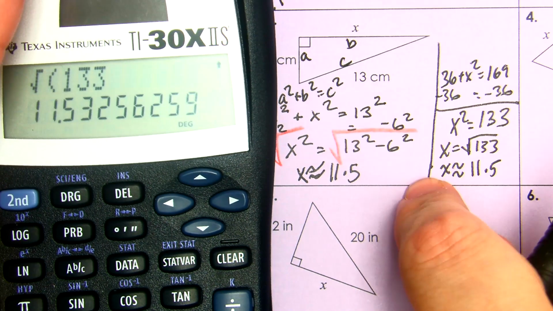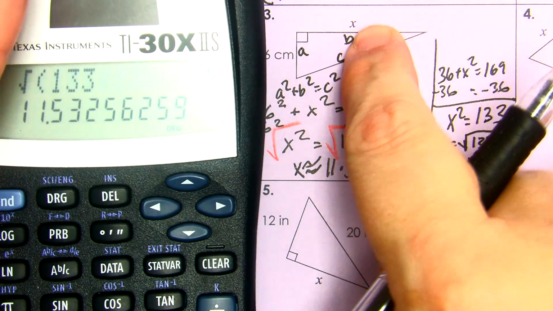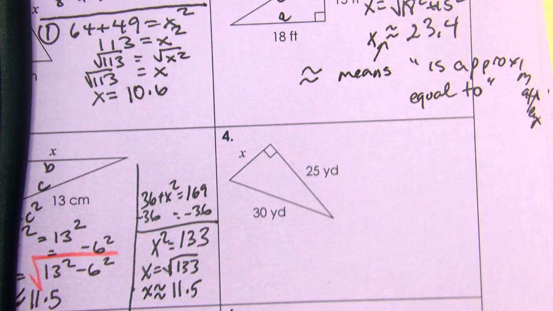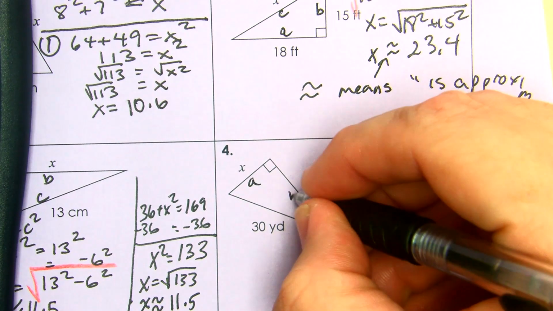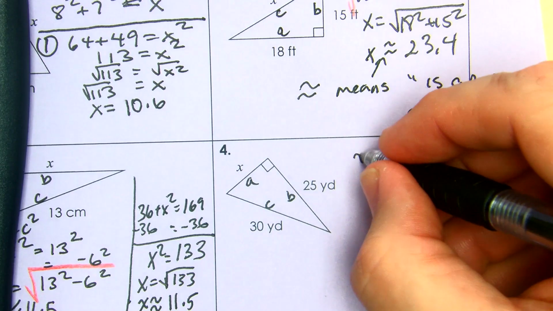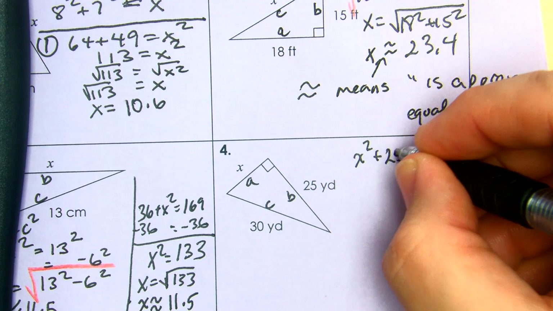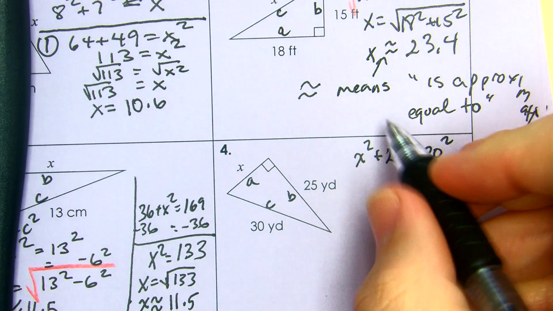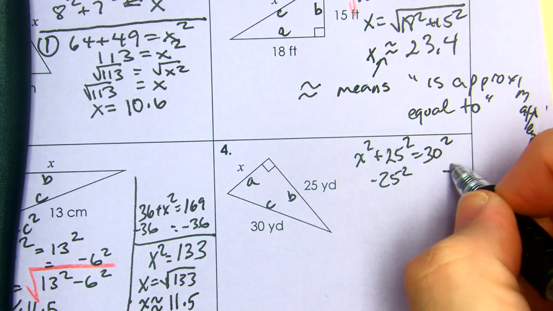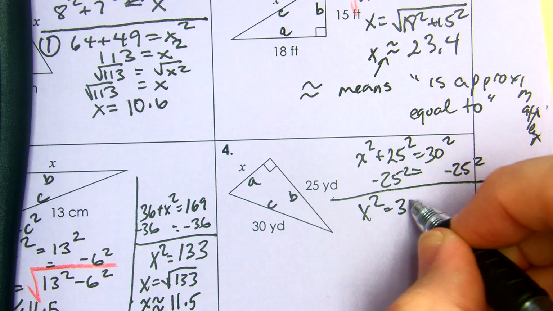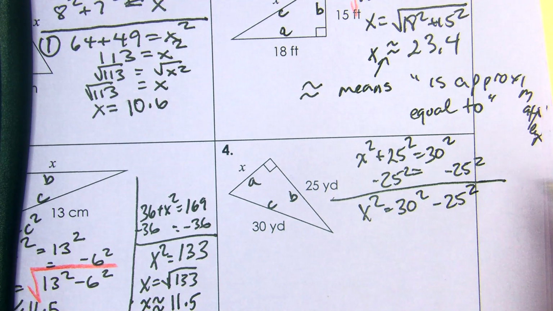Every single problem for missing a leg is done the exact same way. So for number 4, we're going to do the exact same thing. That's A, that's B, that's C. So A squared plus B squared equals C squared will give you x squared plus 25 squared is equal to 30 squared. Now we're going to do the exact same thing. Subtract 25 squared from both sides. So we get x squared is equal to 30 squared minus 25 squared.